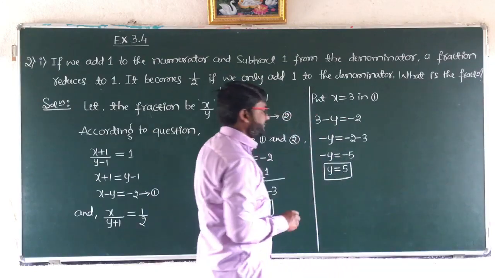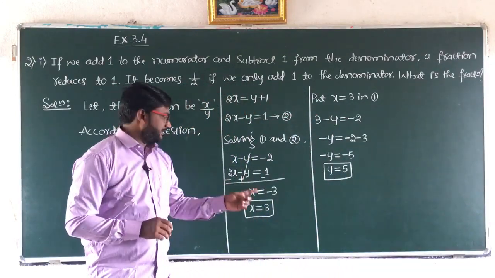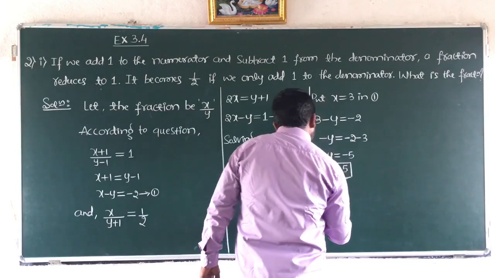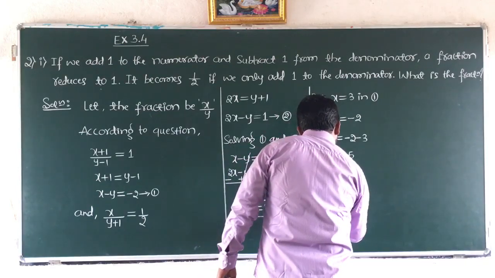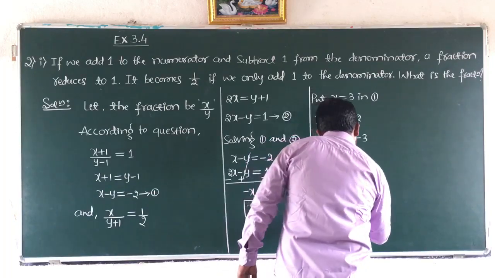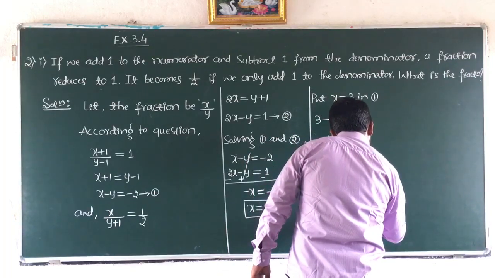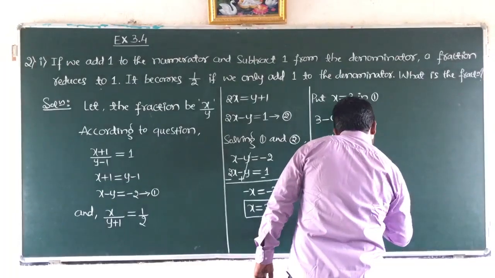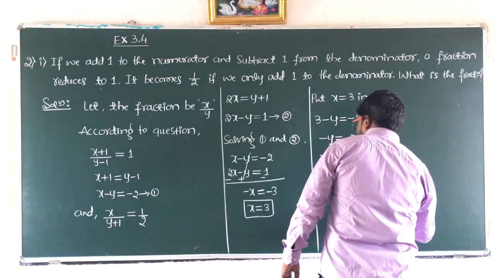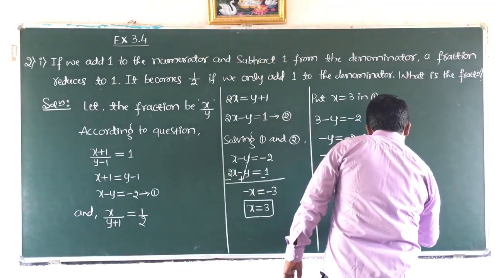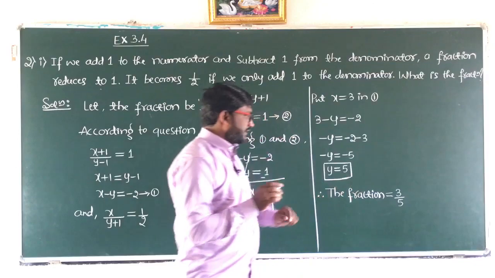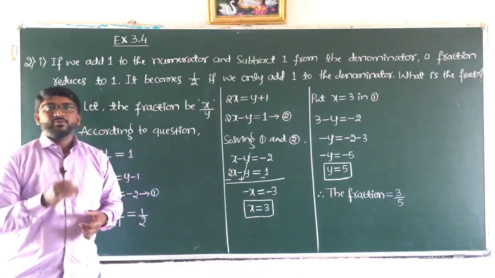So what is the fraction now? It is x by y, that is 3 by 5. Therefore the fraction is equal to x by y, that is 3 by 5. So this is the required answer. This is all about the first sub question.